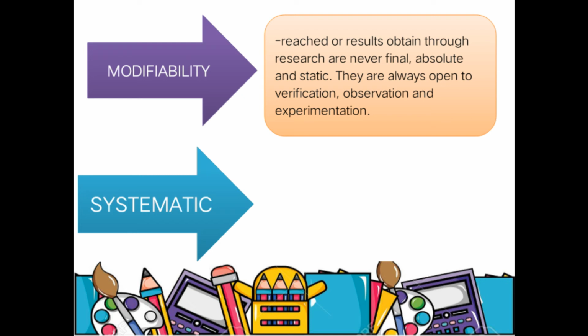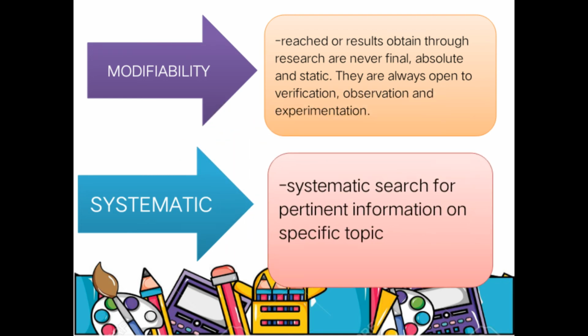Next, systematic. Systematic search for pertinent information on a specific topic. It is systematic because it has a step-by-step process. It starts from problem formulation, literature review, hypothesis formulation, research design, data collection, data analysis, and report writing. It only focuses on the relevant information of the study where the data collected is applicable for the specific topic.